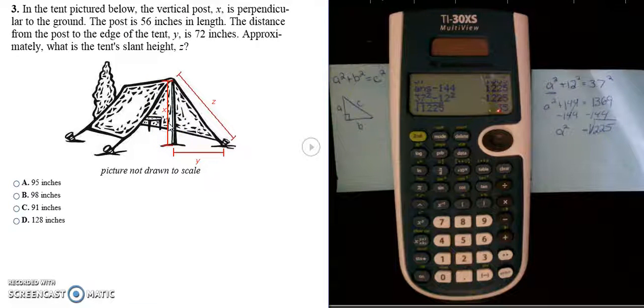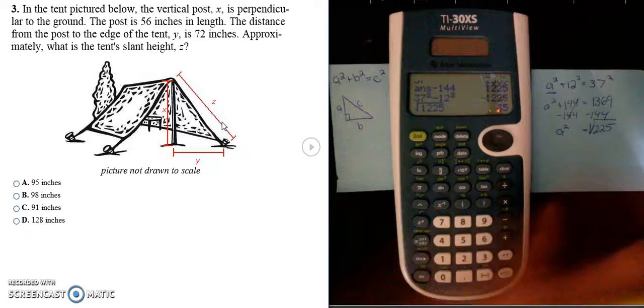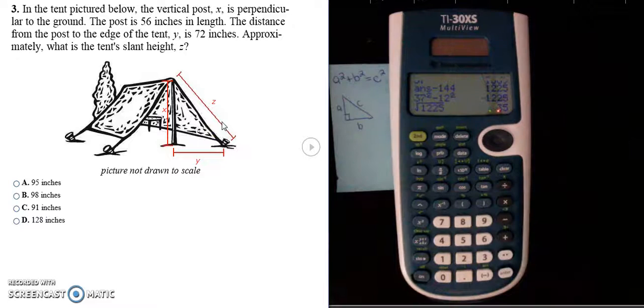The distance from the post to the edge of the tent, Y, is 72 inches. So right here is 72 inches. Approximately, what is the tent slant height, Z? So I want to know, what is this side? Well, I have a right triangle, and I know two of the sides, so I'm going to use Pythagorean Theorem to find the third side.